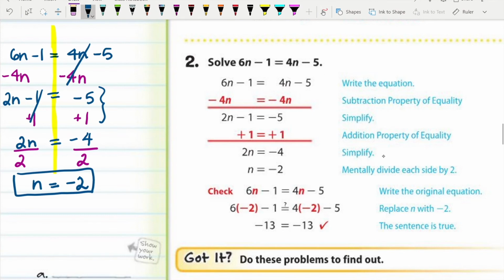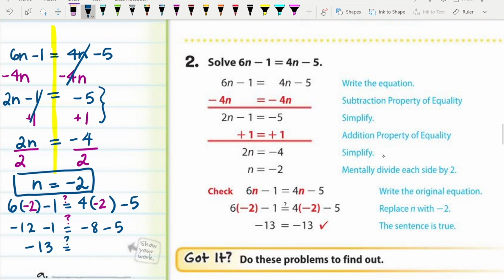At this point, we are going to check if our answer is correct. So anywhere you had your variable, you will write parentheses. And we will substitute our answer, which we got negative 2. And we're going to check, does this equal the same thing? On the left side, 6 times negative 2 is negative 12 minus 1. On the right side, 4 times negative 2 is negative 8 minus 5. Negative 12 minus 1 is negative 13. And negative 8 minus 5 is also negative 13. So the answer checks. This is correct.